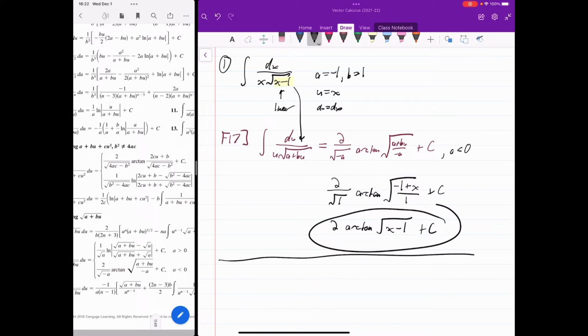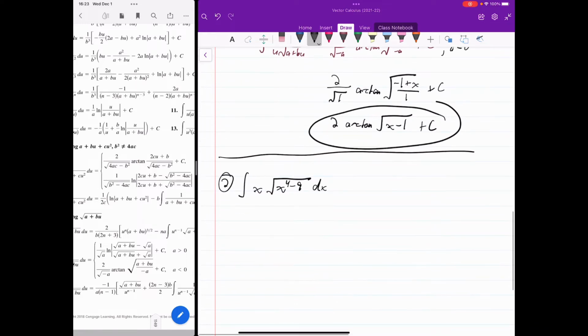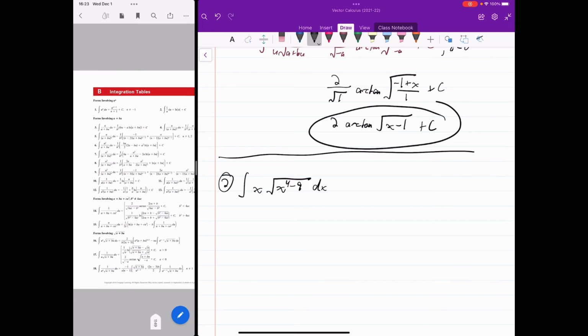So let's keep doing this. I'm going to give you one. If you want to be adventurous, pause the video, see if you can find something that matches what this type is, and then we'll check back in and see if you found it.